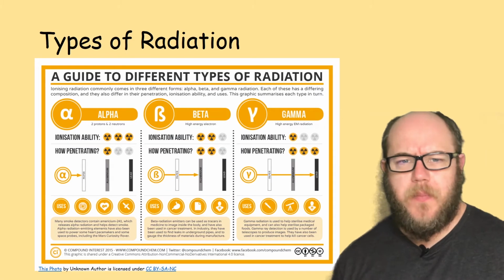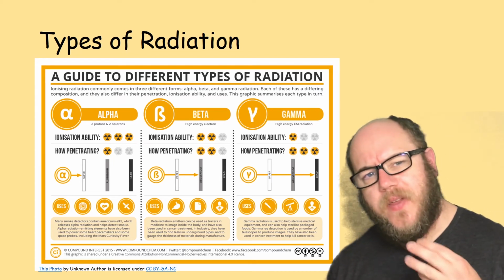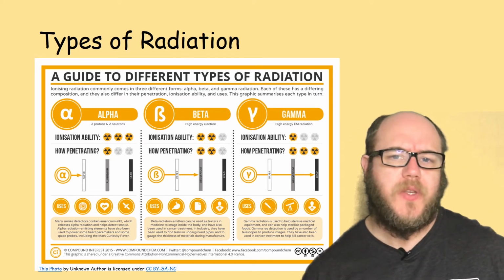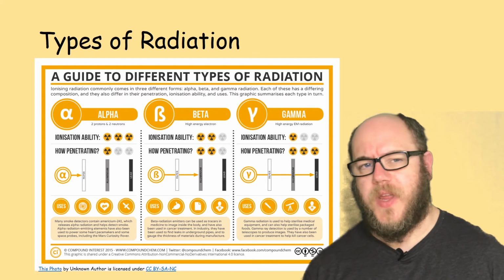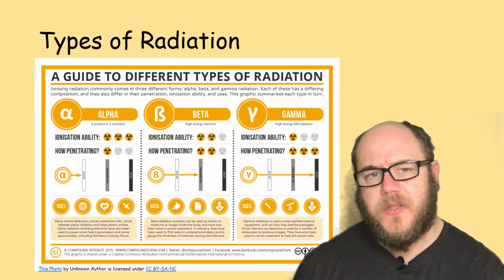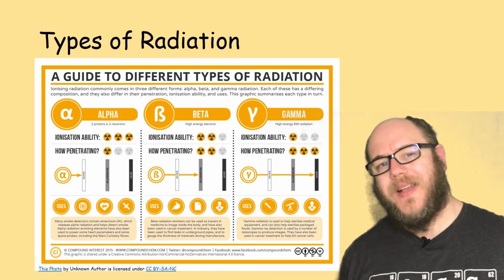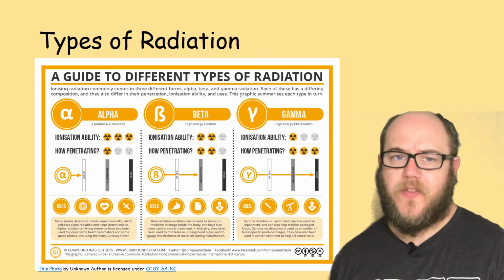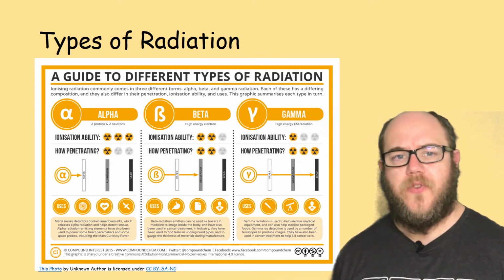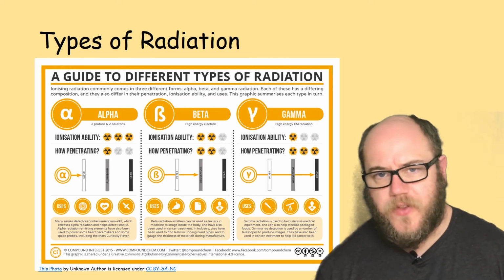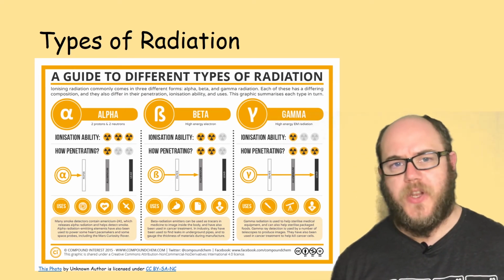So what are these radioactive particles? If you remember, there are three main types of radioactive particle that you need to know about. There are alpha particles, beta particles, and gamma particles. Your alpha particle is actually a helium nucleus. It's 2 protons and 2 neutrons, and that's it. There's no electrons around them, so it's not an atom, it's just a nucleus.